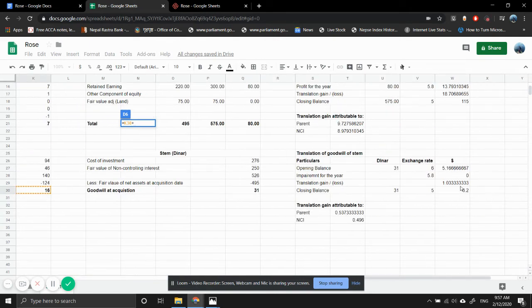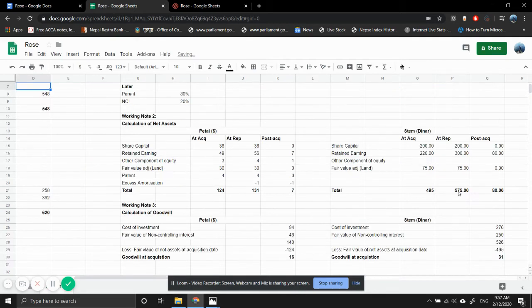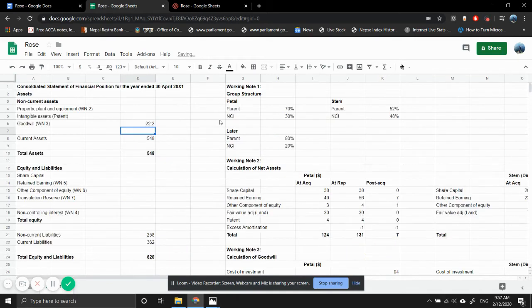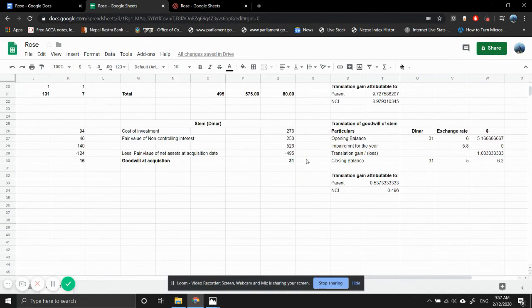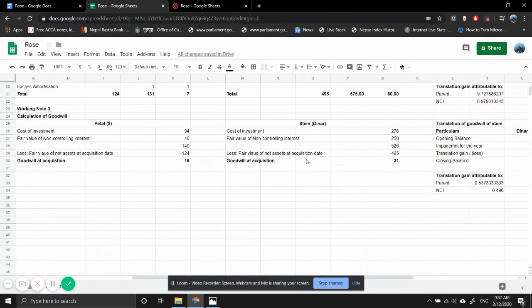So since this is in dinar, we have translated it. This figure is the translated goodwill, right? At the closing rate. So 6.2 goodwill. So once that's done, goodwill has been attributed as well, right? So what do we need to do?